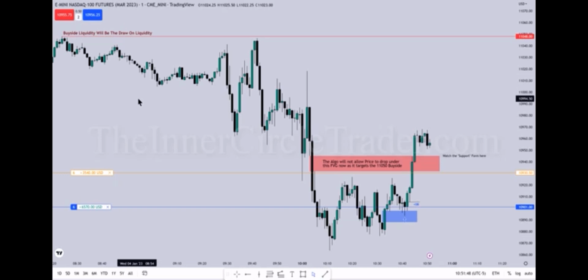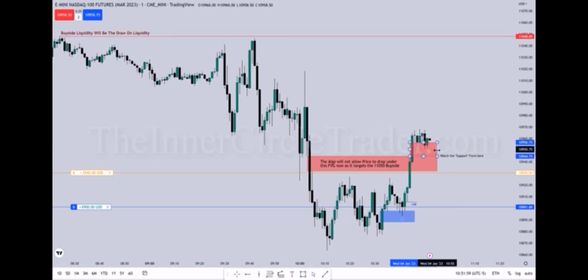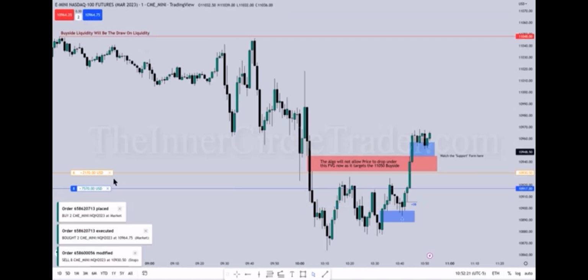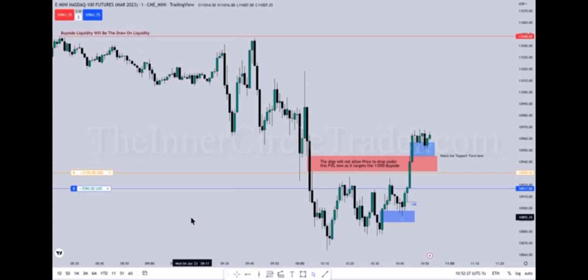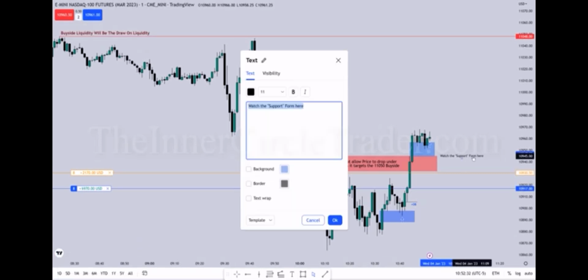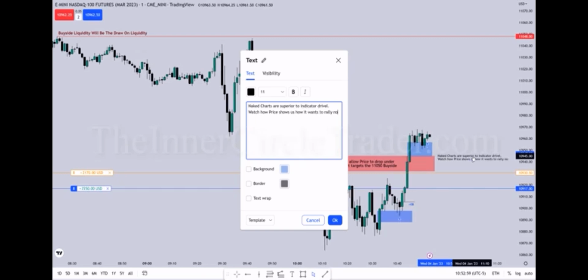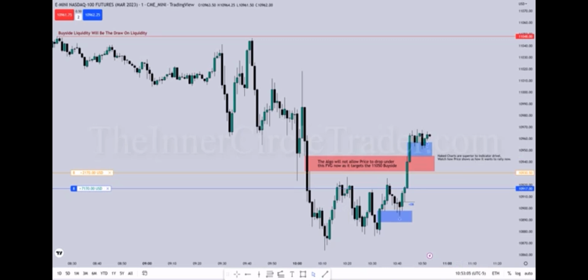Okay, and I want to pyramid more. So the sixth contract long I have, and now I'm going to draw out that fair value gap here. I want to be in more of the position. I like the fact that we dug down into it two times. We went down into that blue shaded fair value gap twice. So I'm putting two in there, whereas I normally would have done like three or something to that effect. I just want to make sure I'm building more position, and I'm basically saying that naked charts are superior to indicator drivel. Unless you have a time-based chart, you're not going to see these elements. And watch how price shows how it wants to rally.